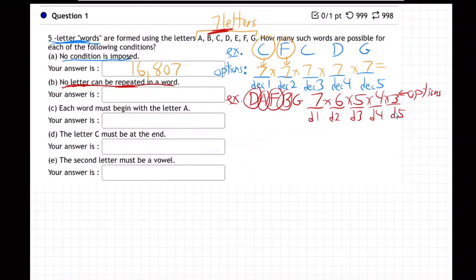And that comes out to be 2520. Is that good to there? 2520. All right, and then the third part, each word must begin with the letter A.